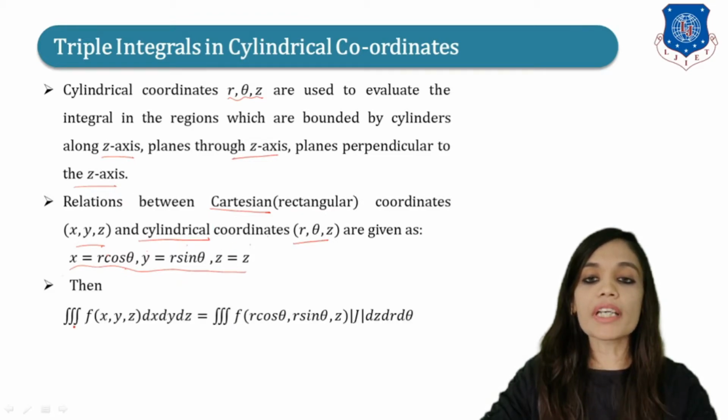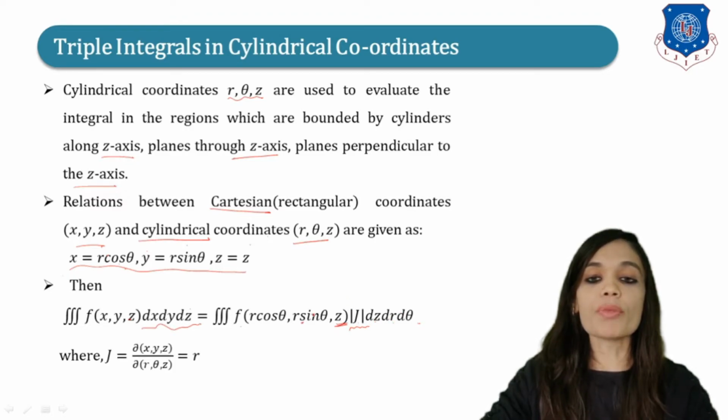The triple integral f of x, y, z dx dy dz will be equal to the triple integral f of, in place of x, r cos theta, in place of y, r sin theta, and z will remain z, into dx dy dz, which can be written as mod J dz dr d theta. Now our task is to find this Jacobian J.